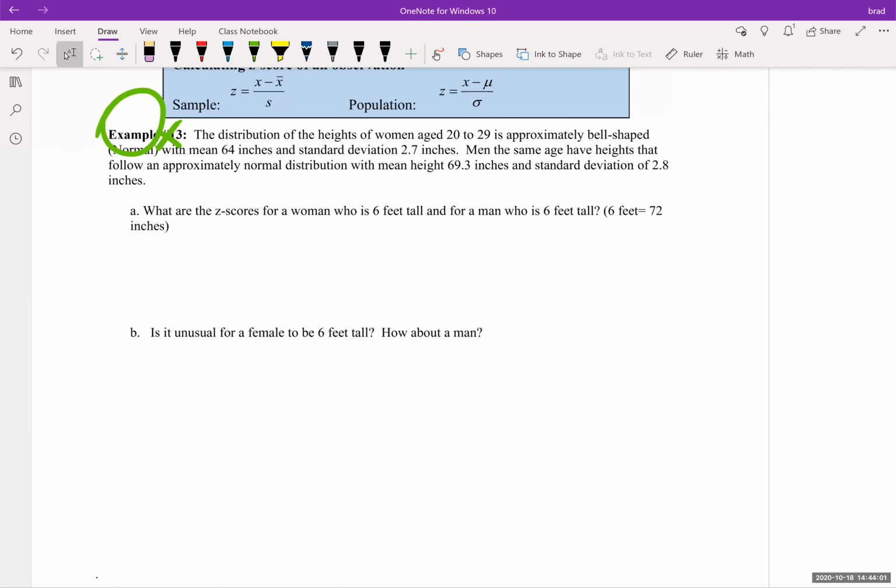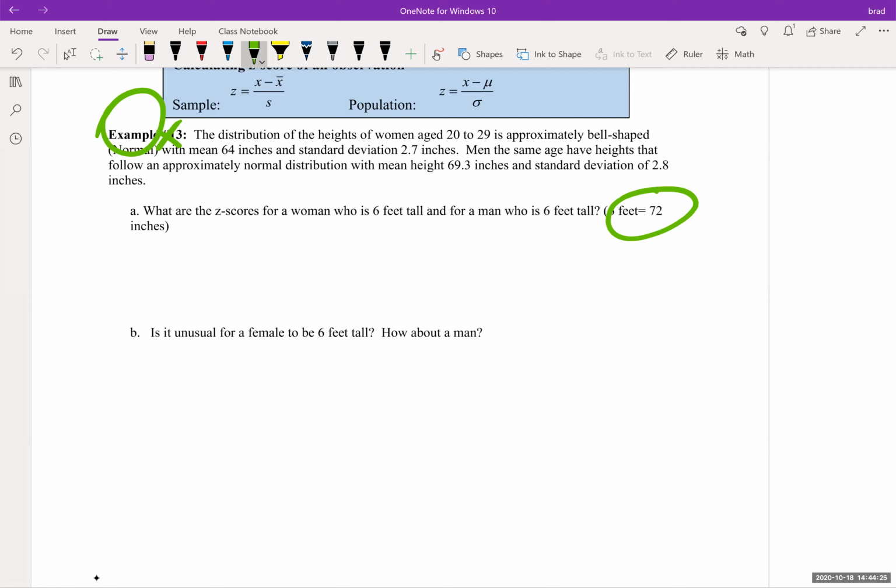The distribution of heights of women aged 20 to 29 is approximately bell-shaped normal with a mean of 64 inches and a standard deviation of 2.7 inches. Men the same age have heights that follow an approximately normal distribution with a mean of 69.3 inches and a standard deviation of 2.8. What are the z-scores for a woman who is 6 feet tall and a man who is 6 feet tall? And remember, 6 feet is 72 inches.